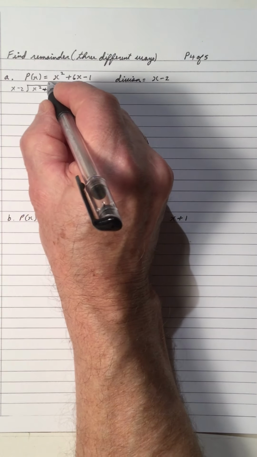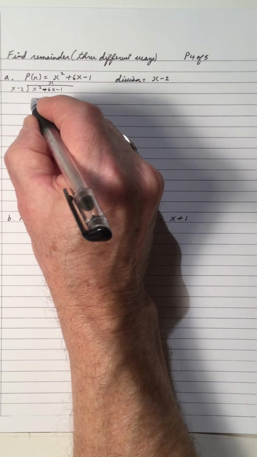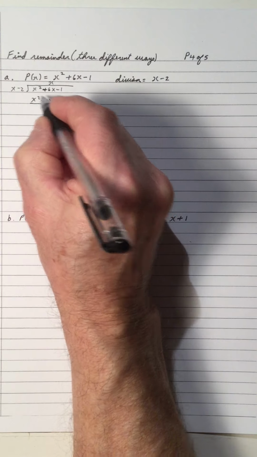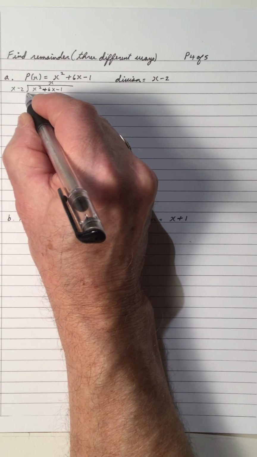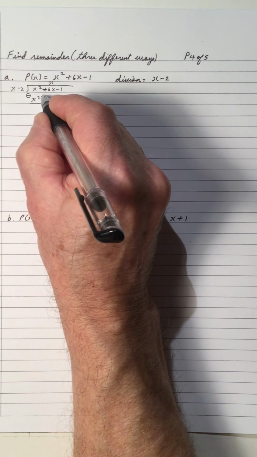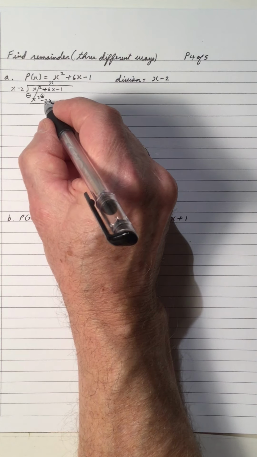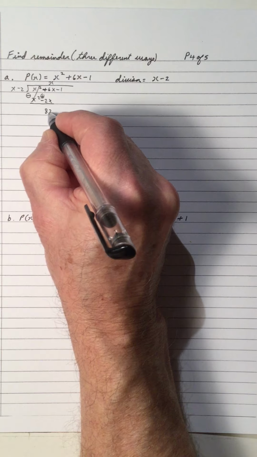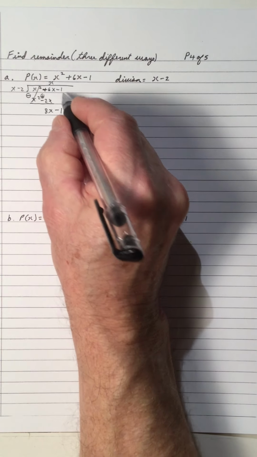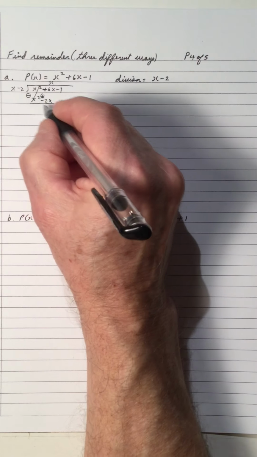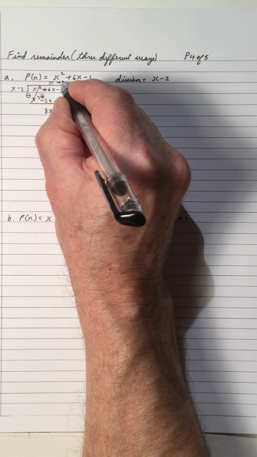So x into x squared goes x. Multiply back, you get x squared minus 2x. Draw a line. That's a positive, so we make it a negative. That's a negative, so we make it a positive. They cancel out. Positive 6, positive 2 is 8x. Bring down your next term, negative 1. x into 8x is a plus 8.